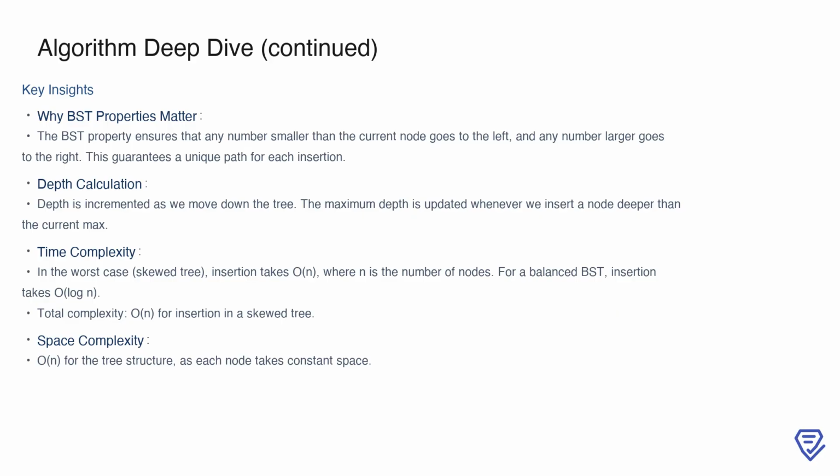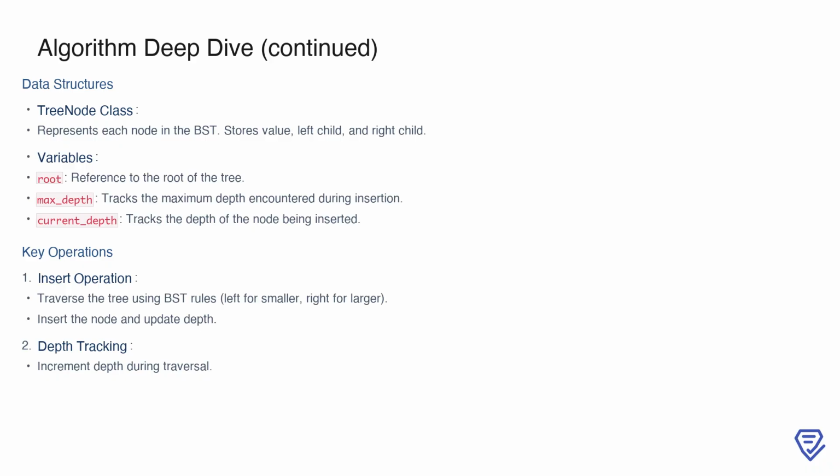Analyzing the time complexity, in the worst-case scenario of a completely skewed tree, each insertion takes O(n) operations, where n is the number of nodes. For a balanced tree, the insertion time is reduced to O(log n). The total time complexity for processing all nodes depends on the tree's structure, ranging from O(n) to O(n log n). The space complexity is straightforward, as each node in the BST occupies constant space, leading to a total space requirement of O(n).